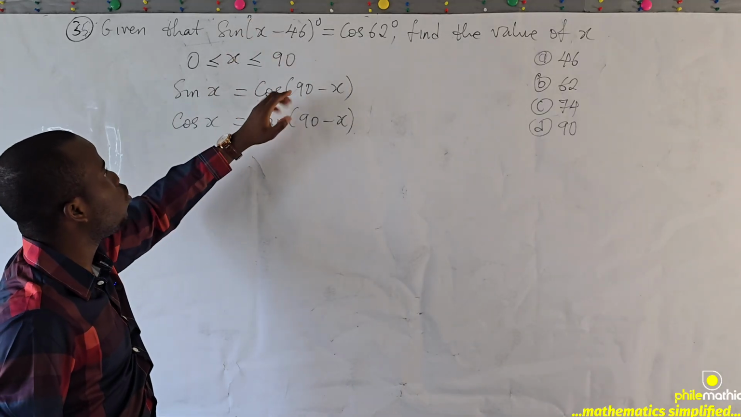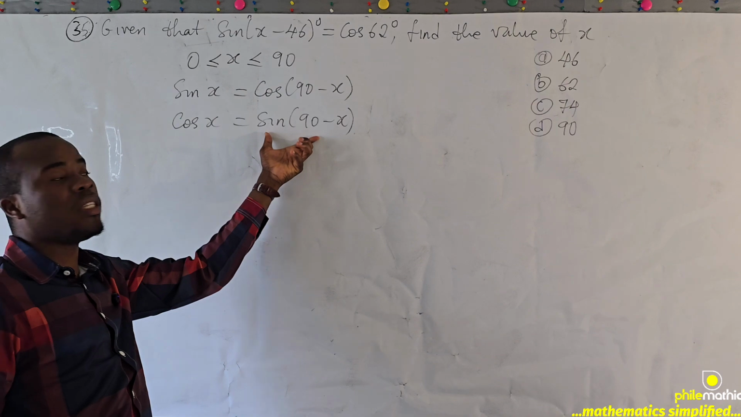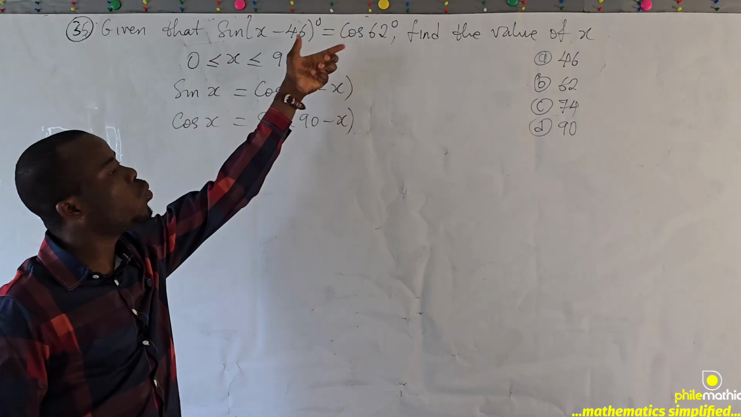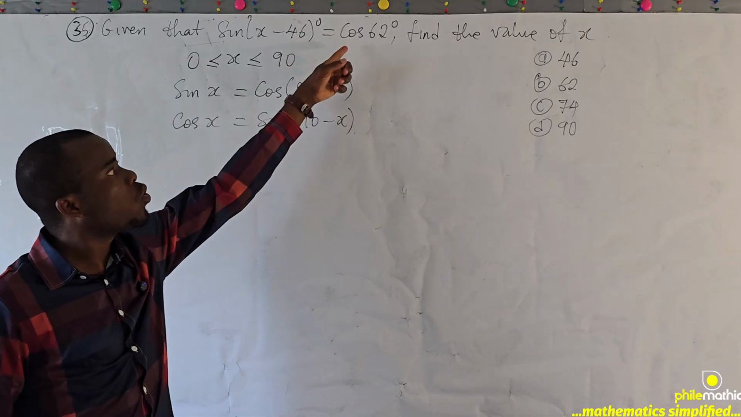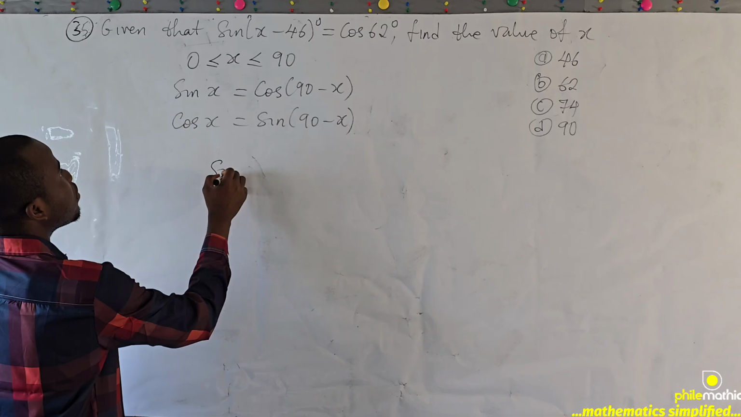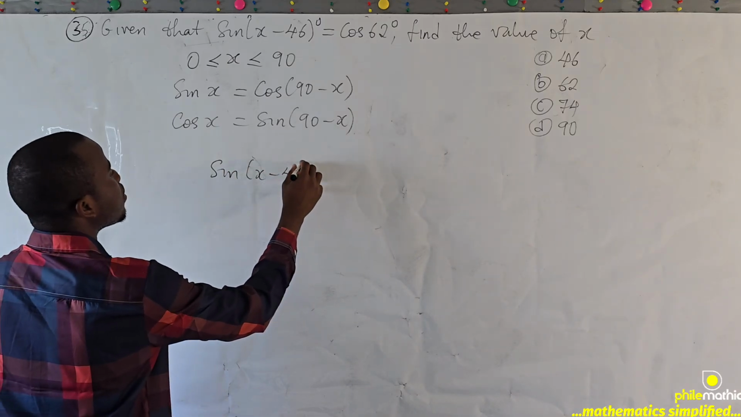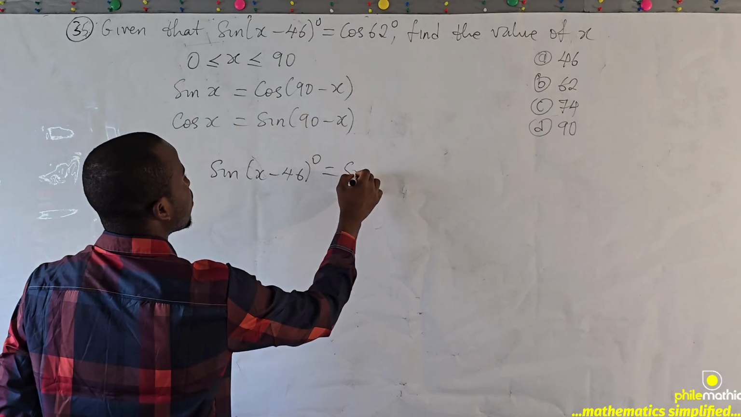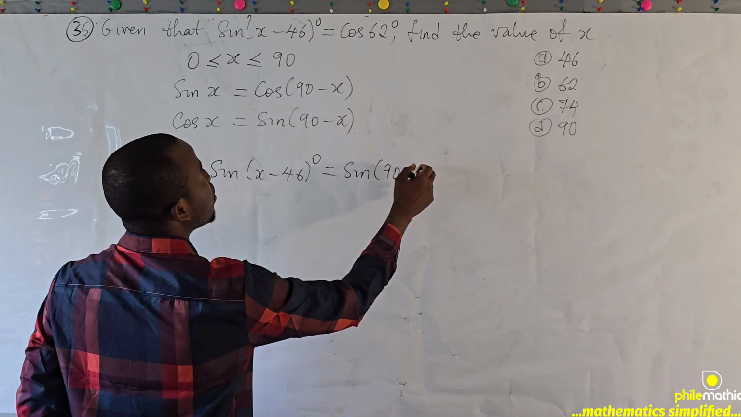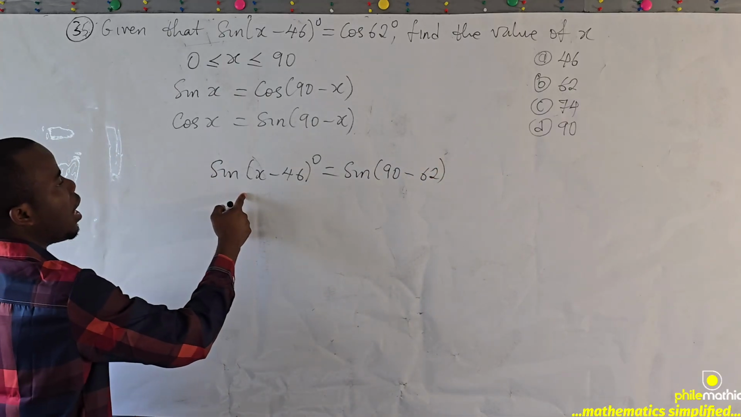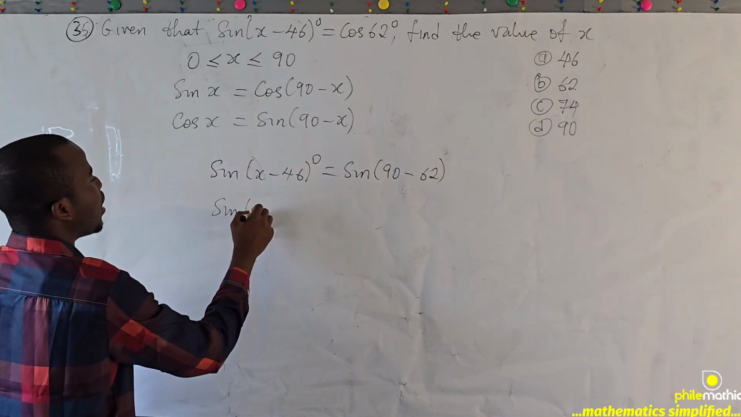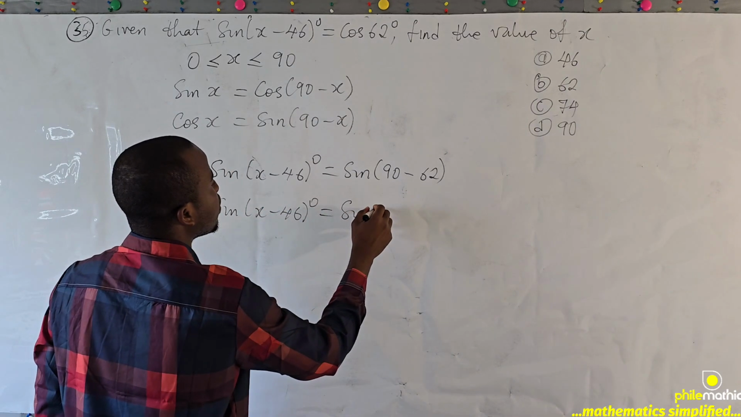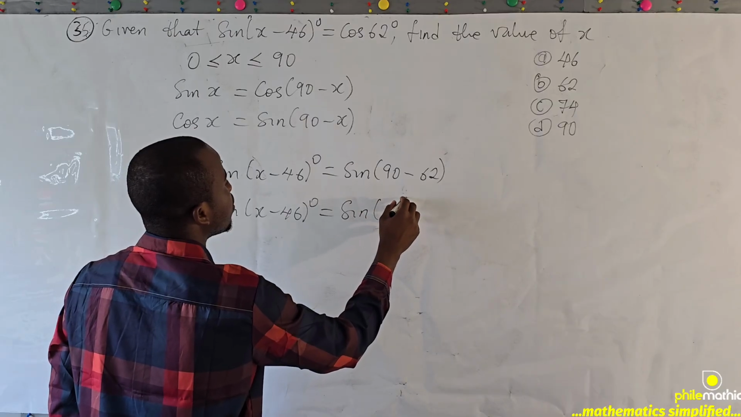It is much easier to convert cos to sine using this. I mean, we can still choose to convert sine using this so that both will be in cos, but it will take much of our time. So sine(x minus 46 degrees) has to equal cos 62, and from this relationship that will be sine(90 minus 62). And if we do this, we'll have sine(x minus 46 degrees) equals sine of 90 minus 62, which is sine 28 degrees.